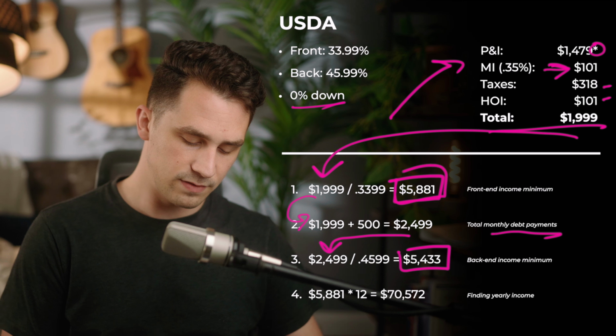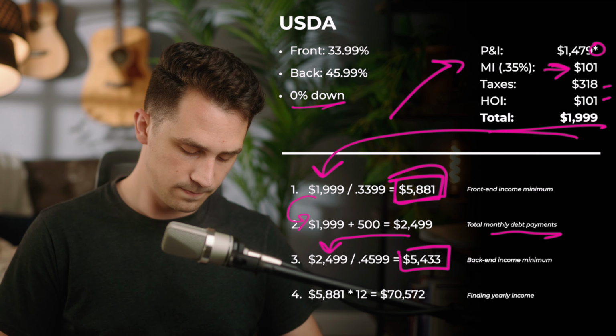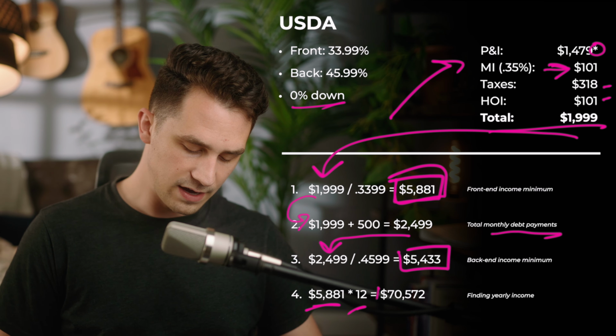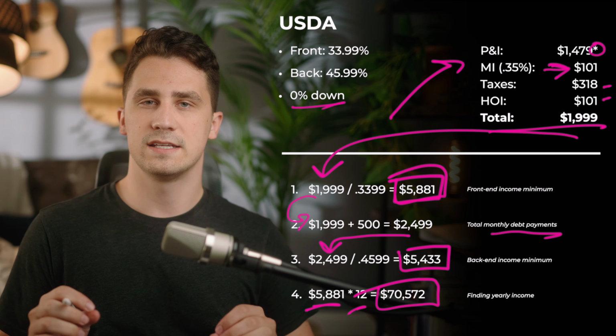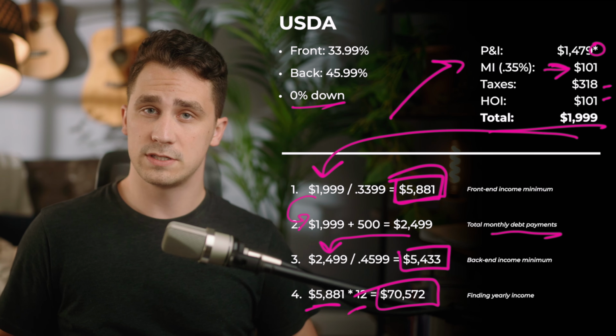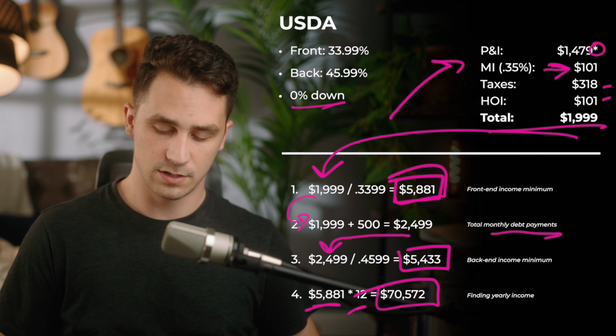So we take $5,881 times 12, and that gives us $70,572 as the minimum yearly income gross needed for USDA loan for the median US home price.